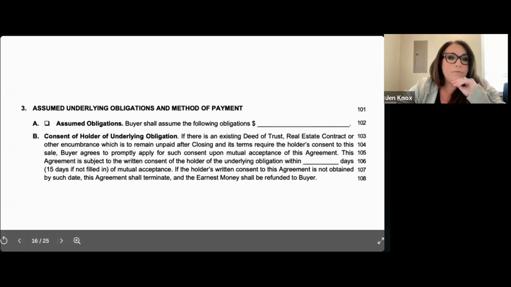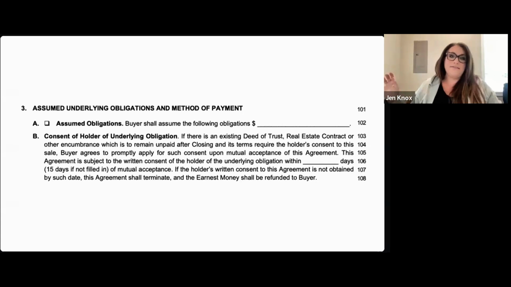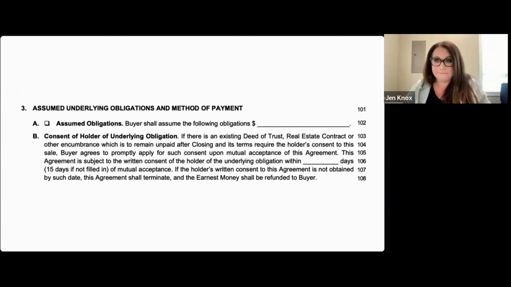Now, assumed obligations. Is there a financial obligation that the buyer will be assuming? Is there currently a mortgage on the property? If so, you're dealing with now a third party. So we need to make sure we are writing that balance here. The buyer should know if there are underlying obligations, and the seller also needs to be aware of how those have to be paid in order to keep it from being in default.